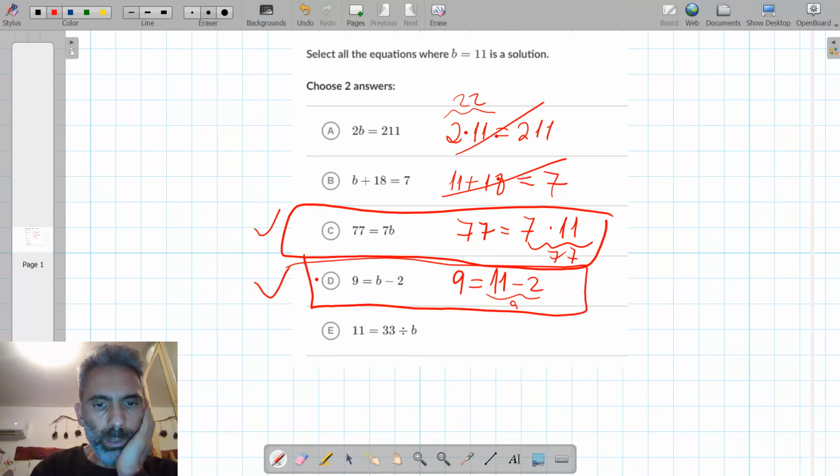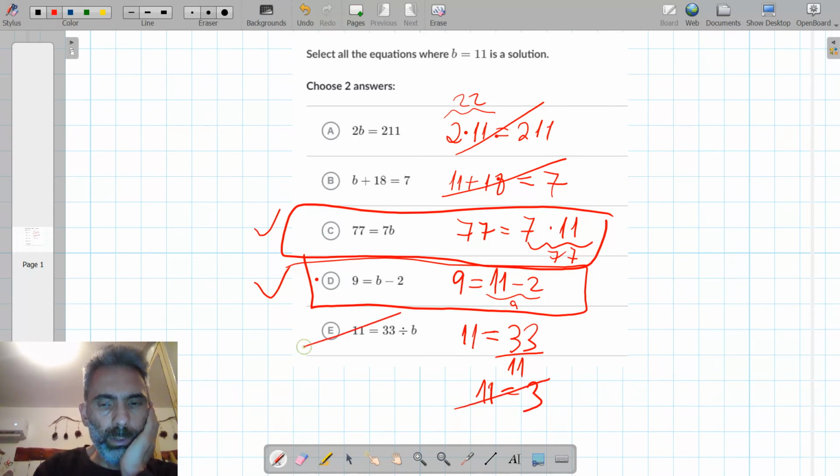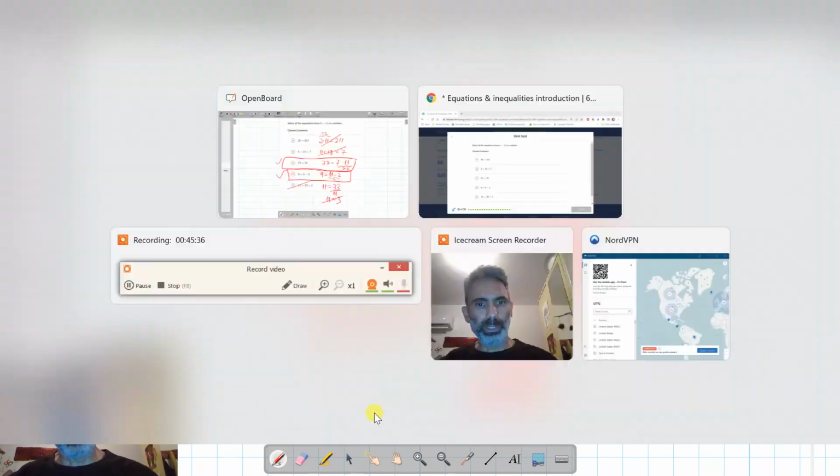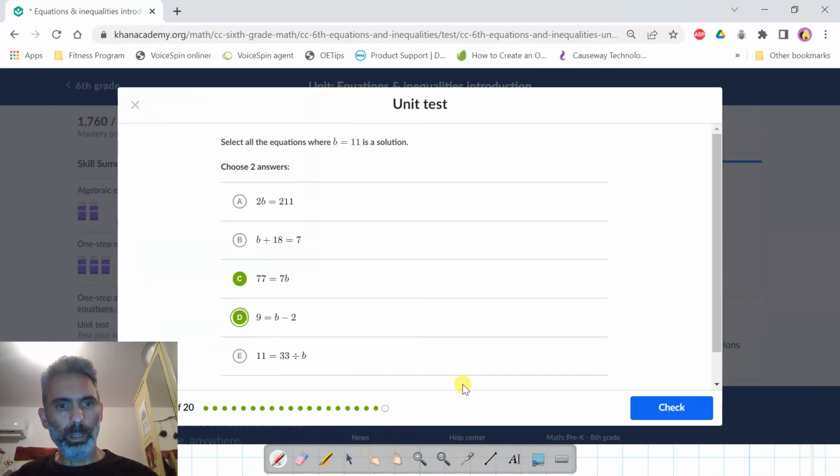And C: 11 equals 33 divided by b. 11 equals 33 divided by 11. This is not correct because 33 divided by 11 is 3. 11 is not equal to 3. So this is not true. So the only two options that are correct are C and D.